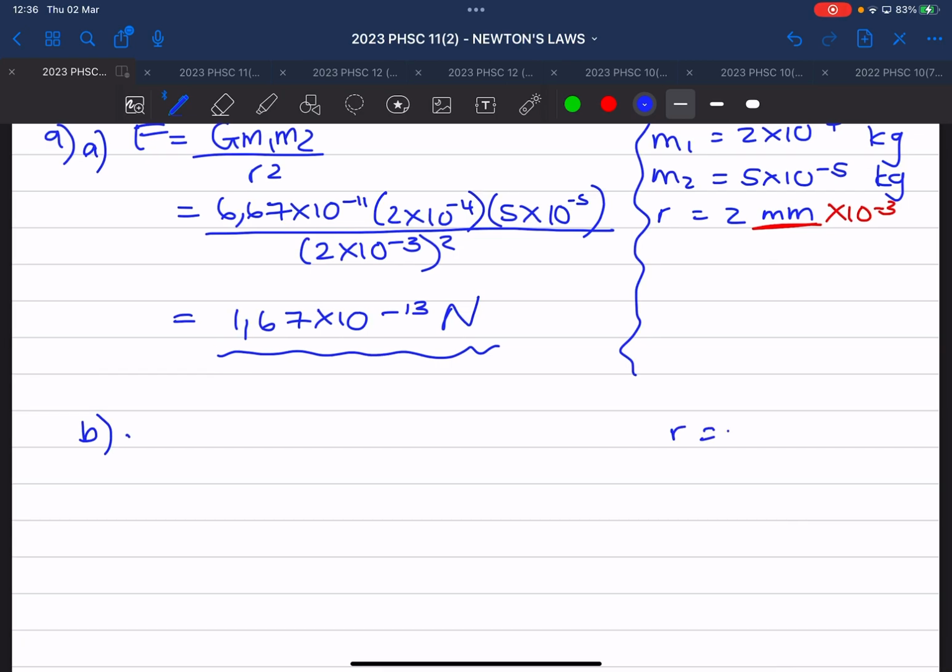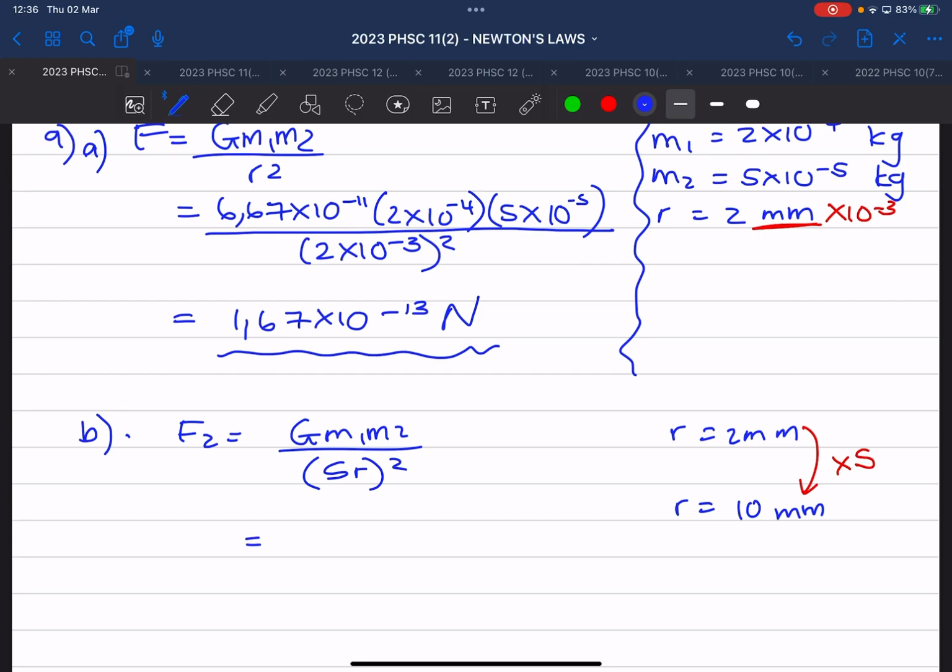The distance was 2 millimeters. Now the distance is changed to 10 millimeters. So the difference is 5. So when we go to our formula, it's G m1 m2 over 5r squared. Right? So that is a 25th of the original F.